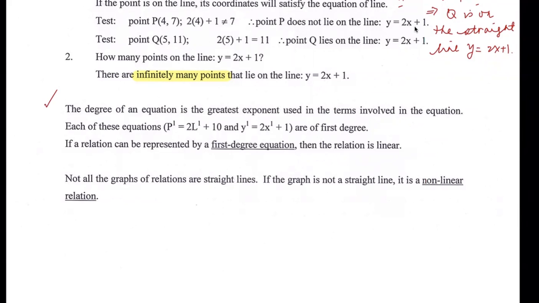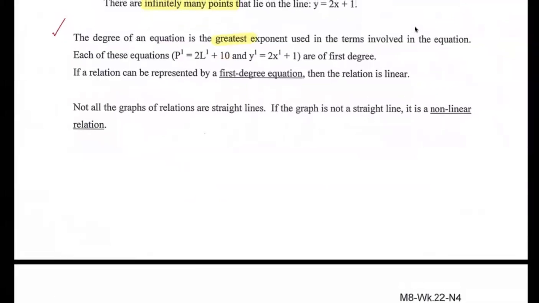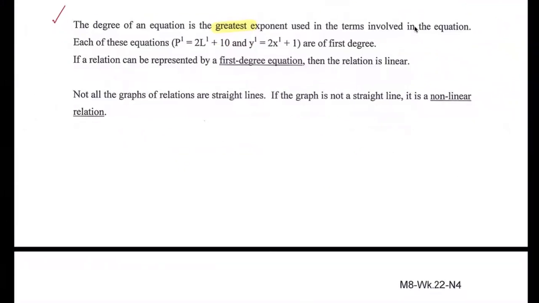So the degree of an equation or the degree of a function is the greatest exponent used in the terms involved in the equation. So for example, if we're talking about, let's say, trinomials, a trinomial ax squared plus bx plus c, then obviously a trinomial has a degree of 2, right?